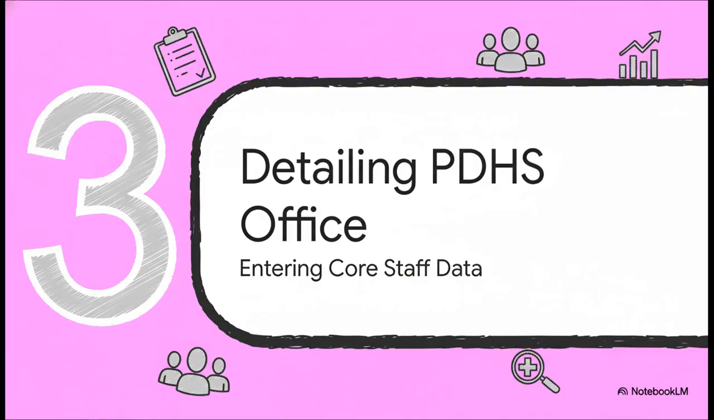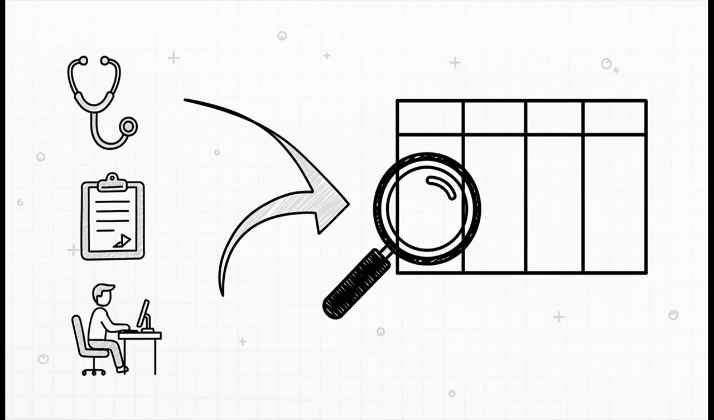Okay, purpose? Check. Rules? Check. Now we get to the heart of it, actually plugging in the staffing data for your main PDHS office. For every single staff category you see, you're going to be filling out a few different columns. Let's walk through this together column by column so there's absolutely no confusion.